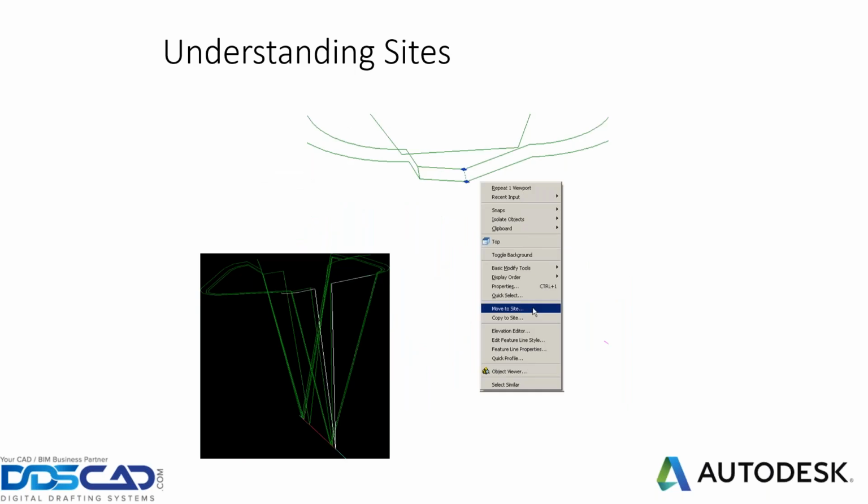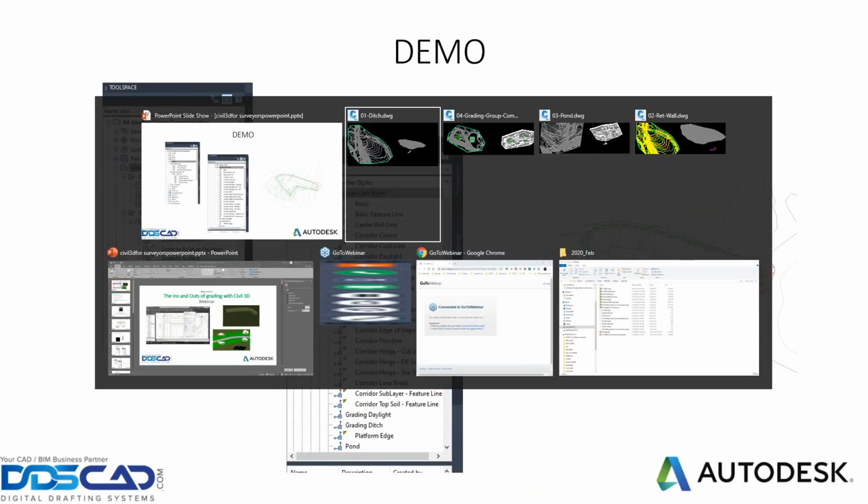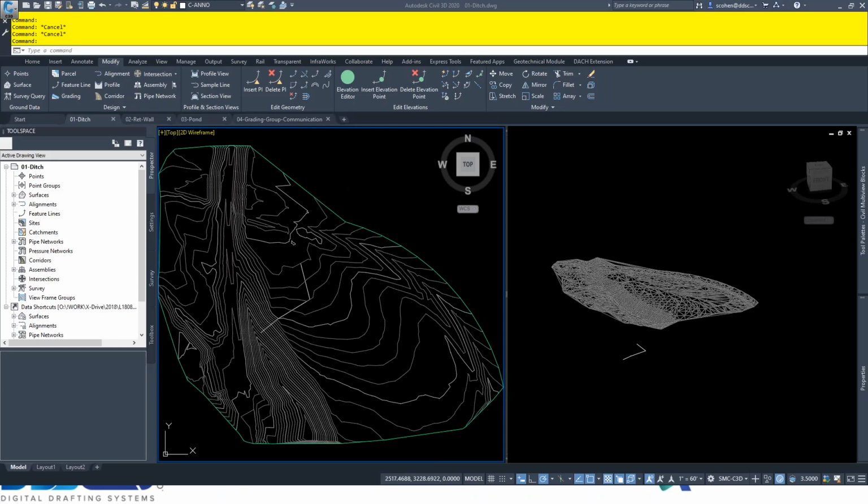So the first thing we'll discuss is understanding sites, because of the way that grading works, and again, this applies even if you just do feature lines and you're not doing any grading objects at all. You want to have a good understanding of sites, and we'll look at some examples of using sites and how you can leverage some of the functionality that happens when you put feature lines in sites. And then we'll touch on grading styles, grading criteria, and feature line styles, and all that good stuff. But let's just jump right in.